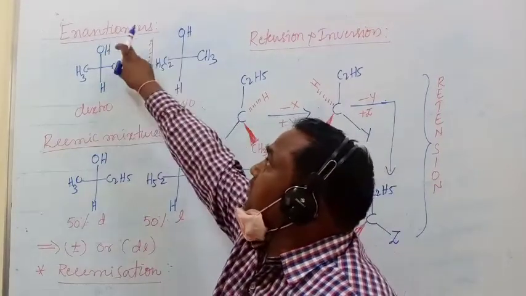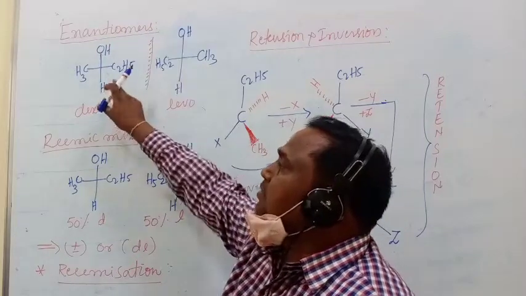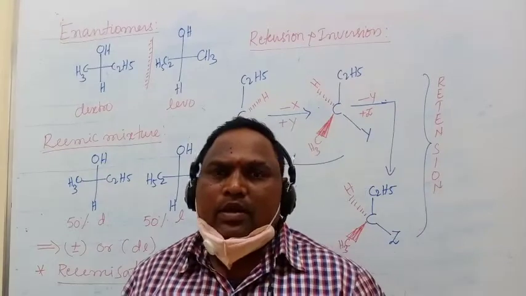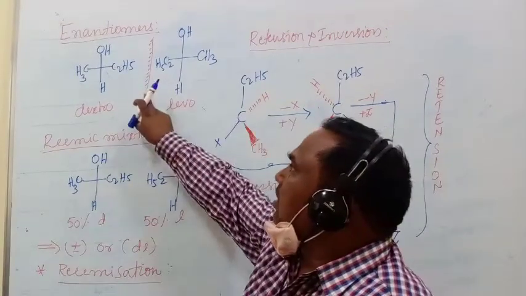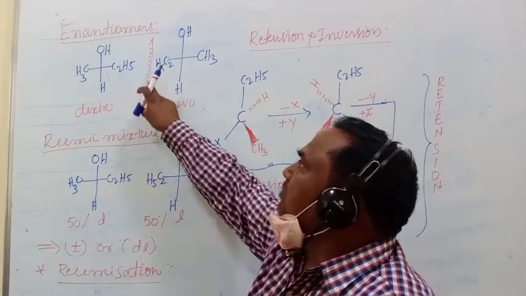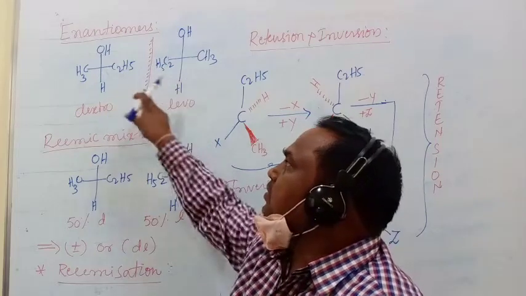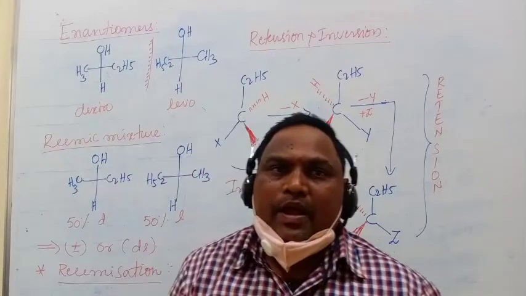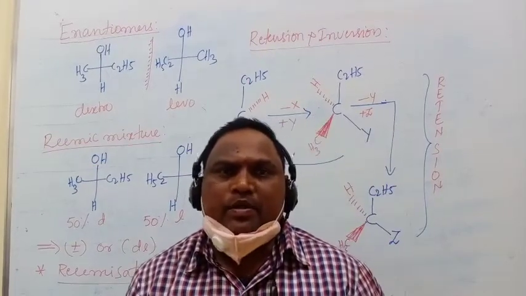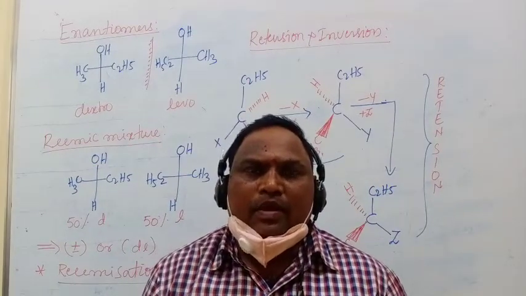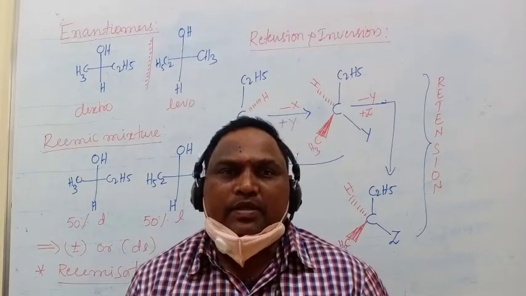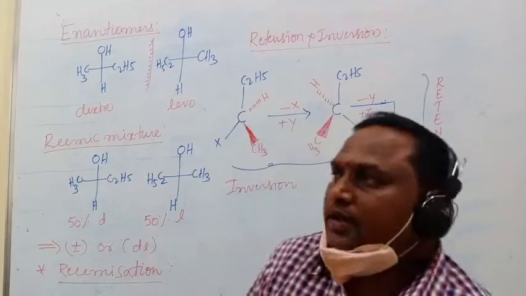Enantiomers. Okay, enantiomers are the isomers which are non-superimposable mirror images of each other. Enantiomers are the isomers which are non-superimposable mirror images to each other.